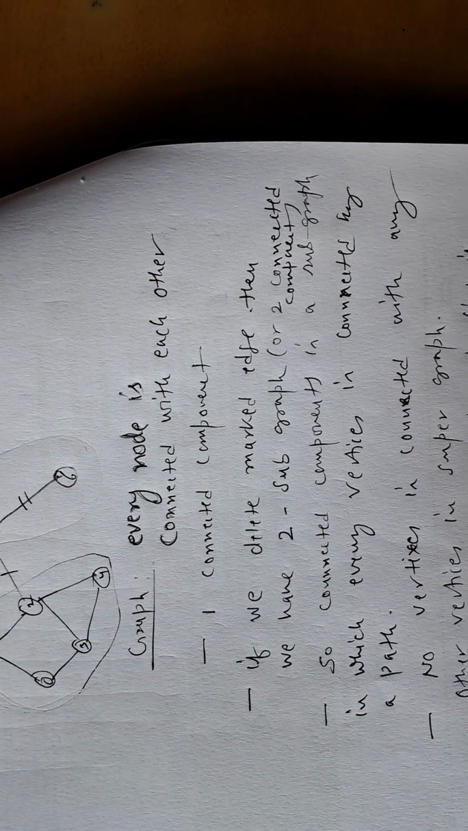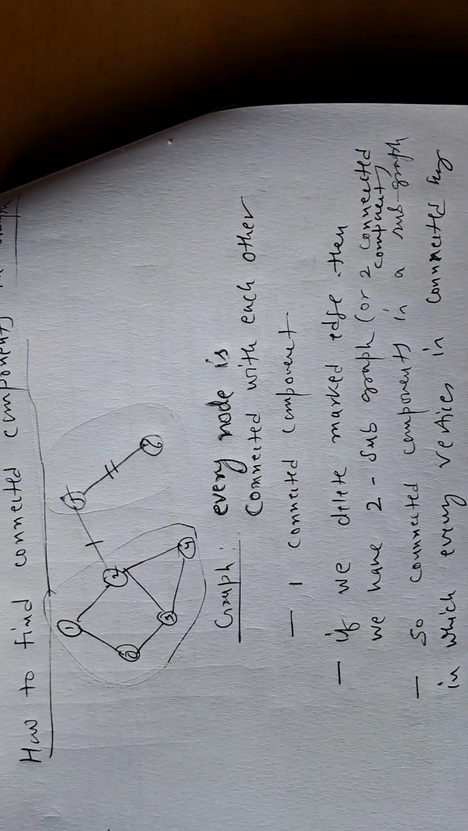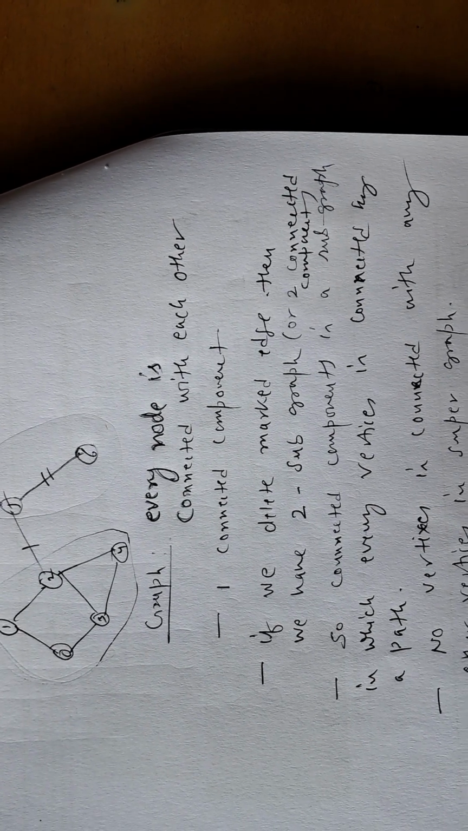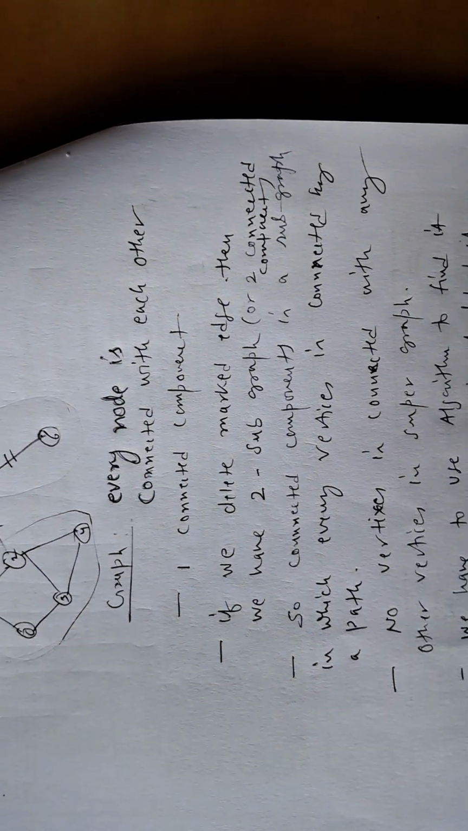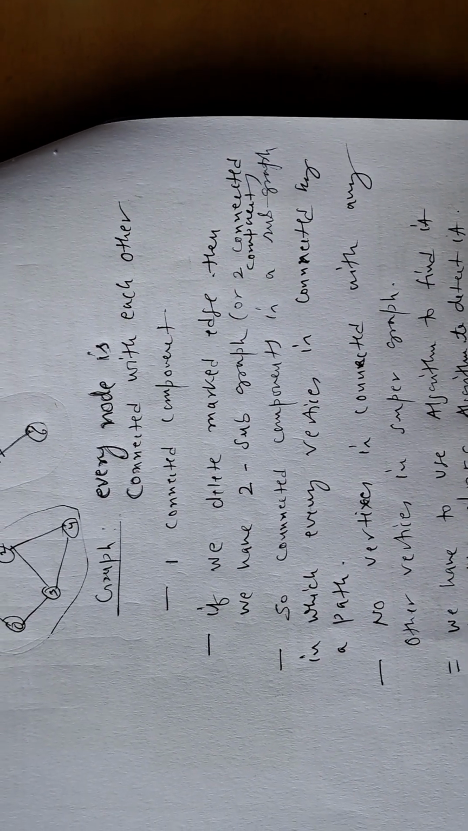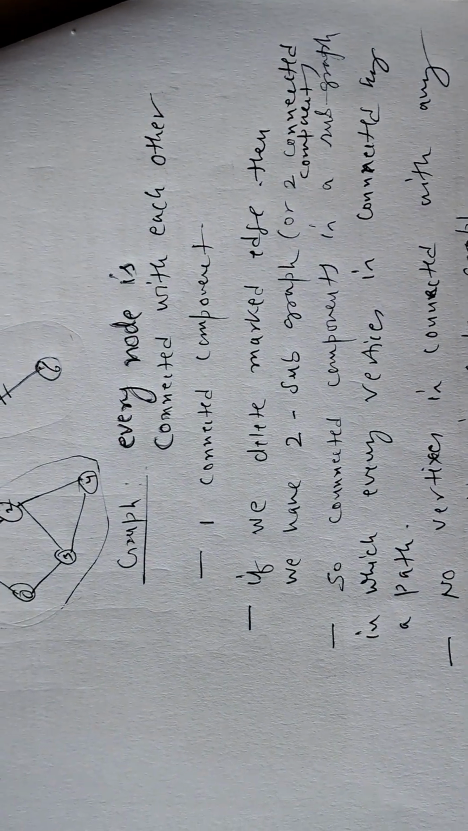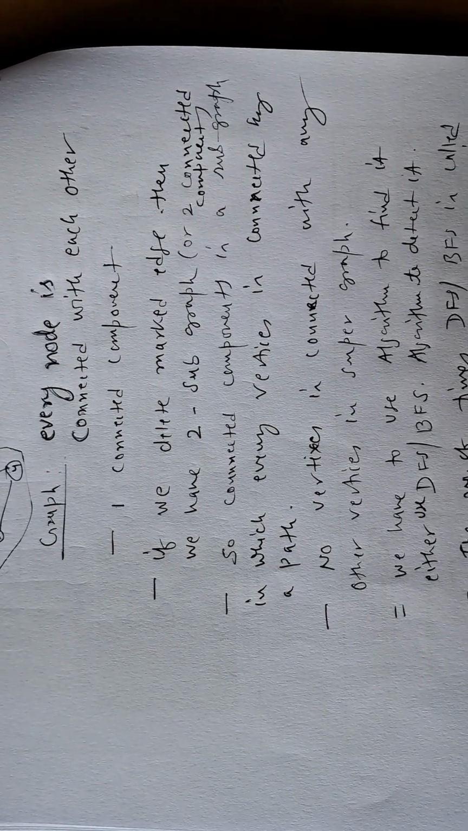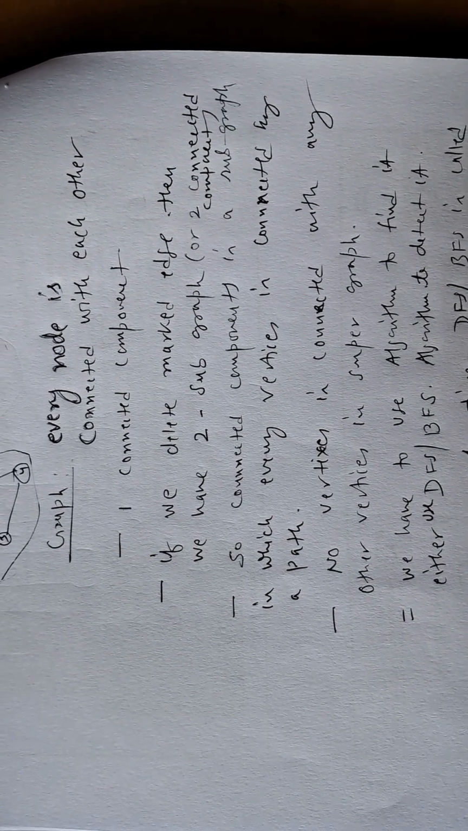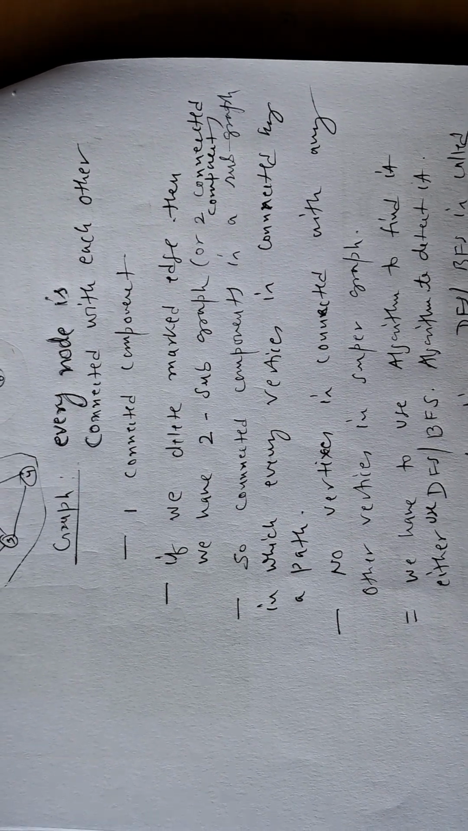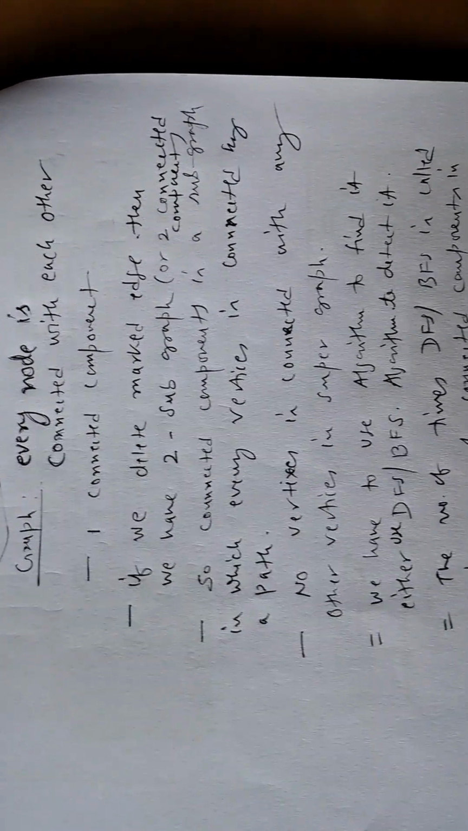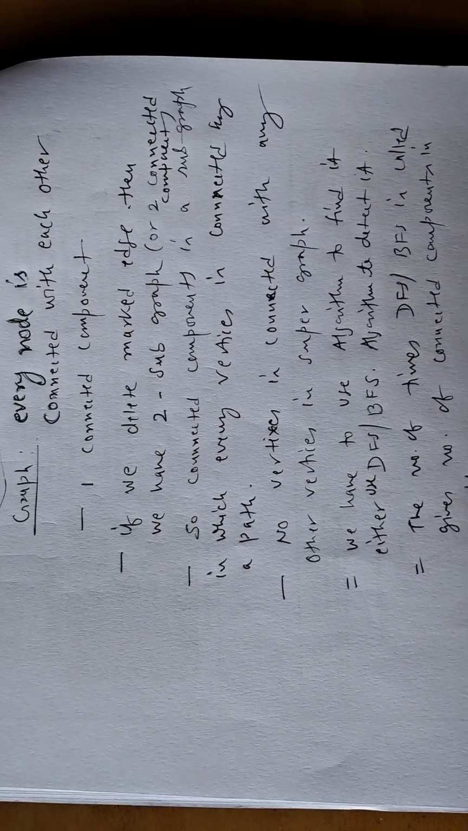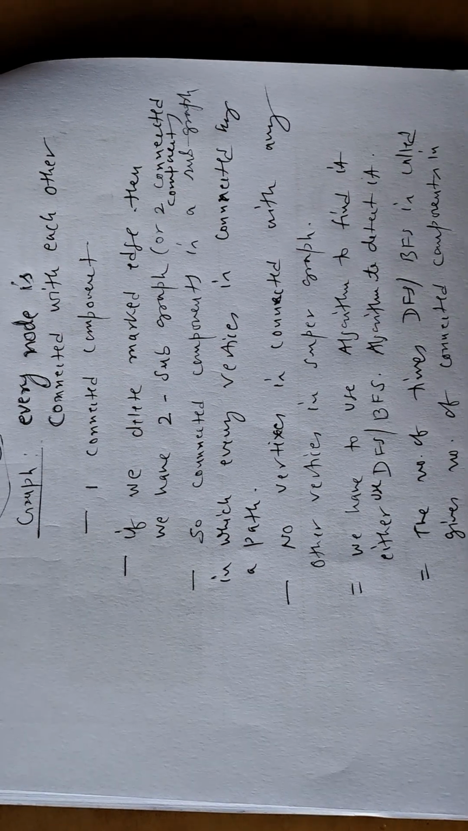So this is the definition written there, the things I have explained to you. A connected component is a subgraph in which every vertex is connected by a path. And the second important point: no vertex in a connected component is connected with any other vertex in the supergraph. If there are two components, then no vertex is connected with any other vertex in the supergraph. And how to find out? Basically we write an algorithm to find out how many connected components are in my graph.